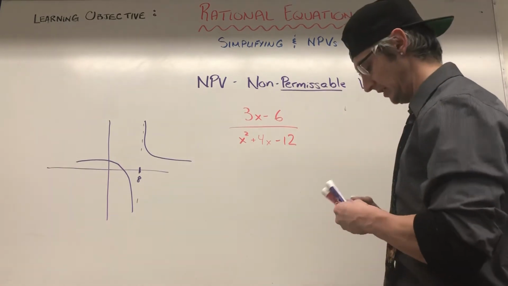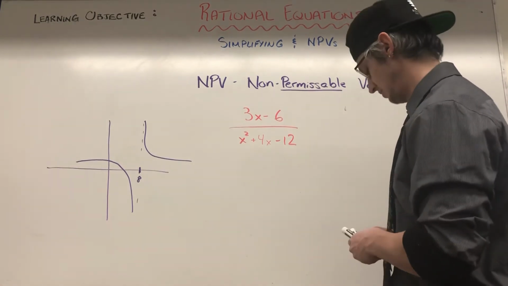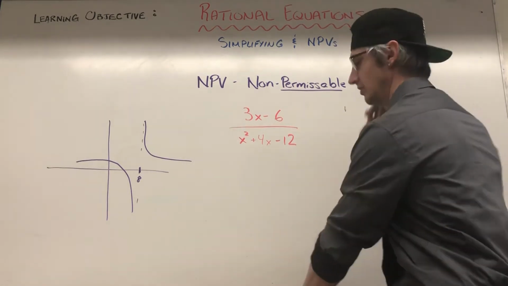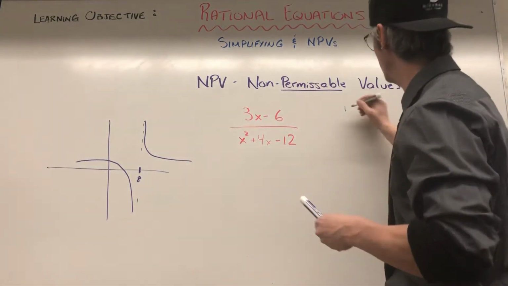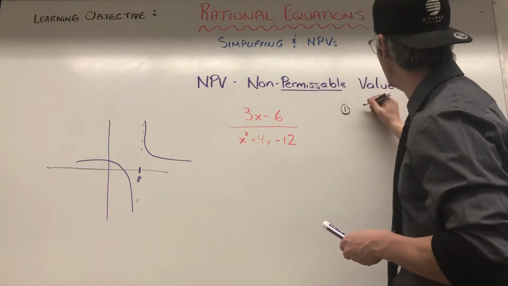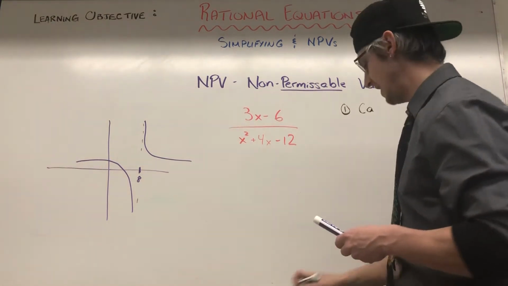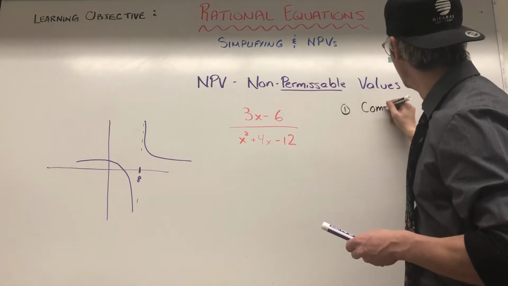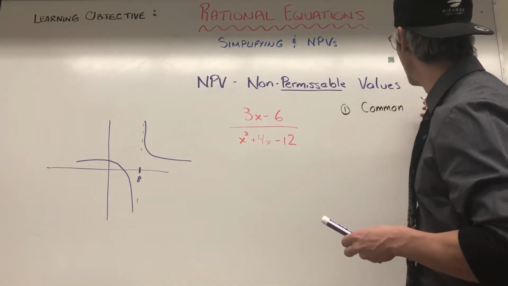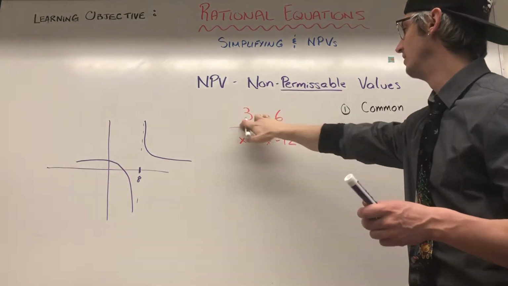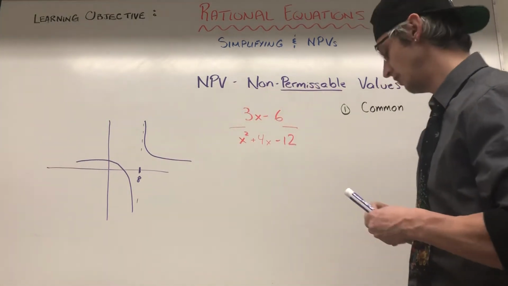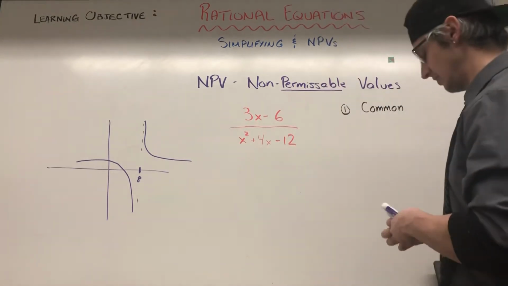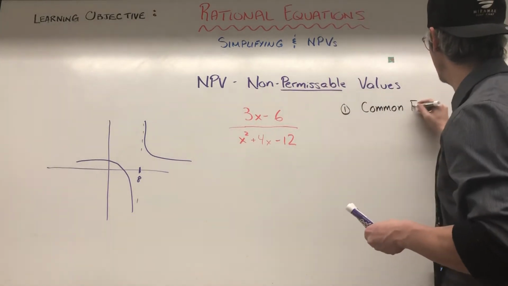The first one is, do I have any common factors? AKA, are there any numbers or variables that are common across the binomial or trinomial or polynomial that I can pull out? So common factors. That's the first question.